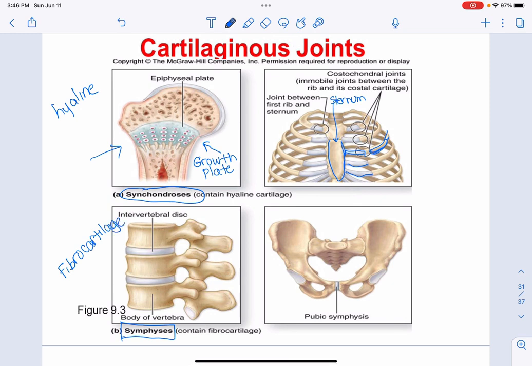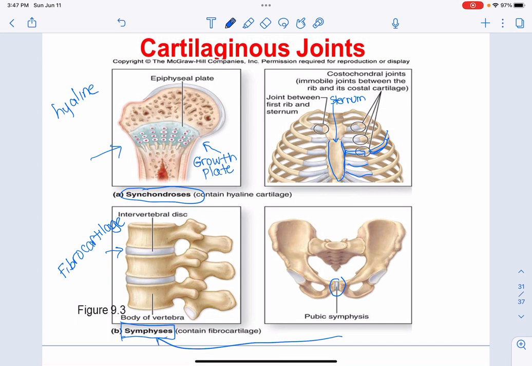So the intervertebral discs, that is what cushions the vertebrae. It helps stabilize the vertebrae. That is an example of a symphysis cartilaginous joint. And then there is a piece of fibrocartilage between the pelvic bones, the two hip bones, and that is called the pubic symphysis. That is another example of the cartilaginous joints, more specifically, symphysis.